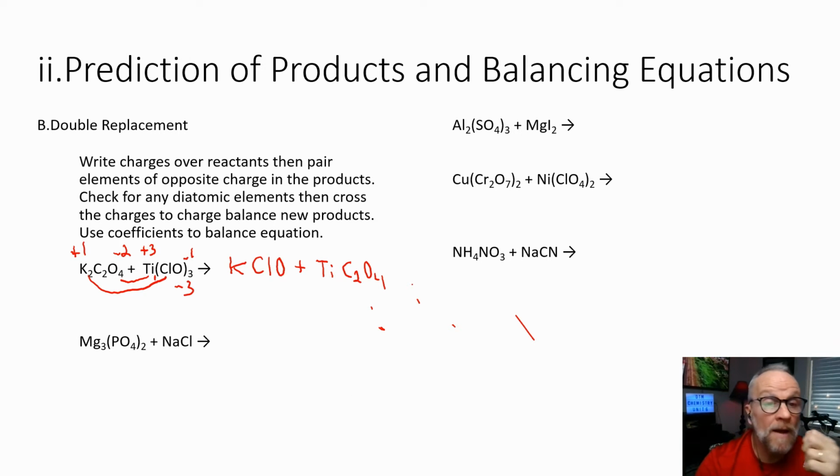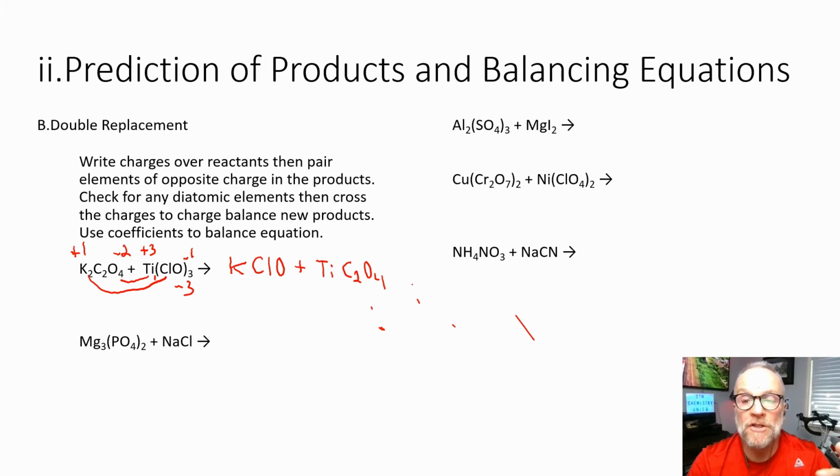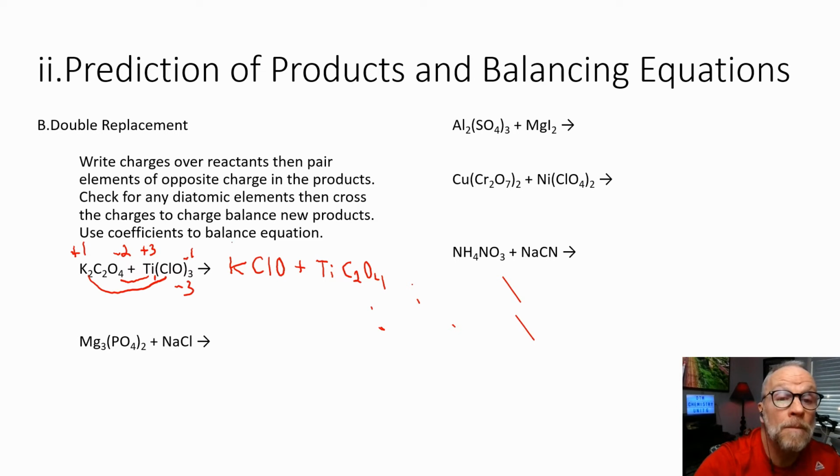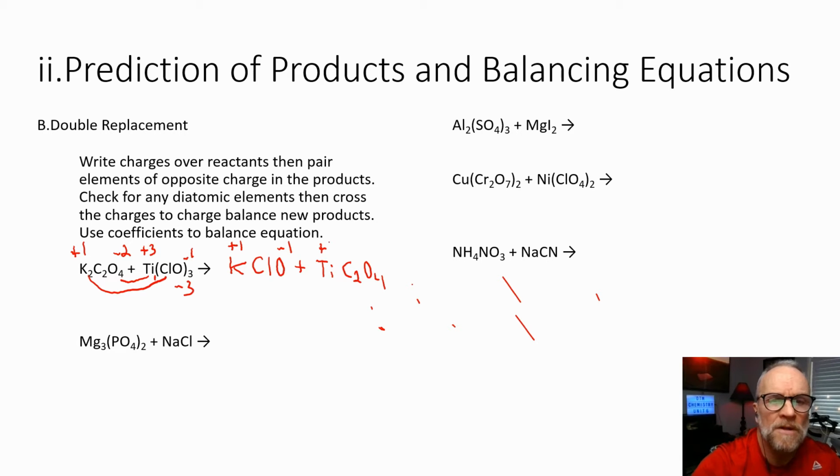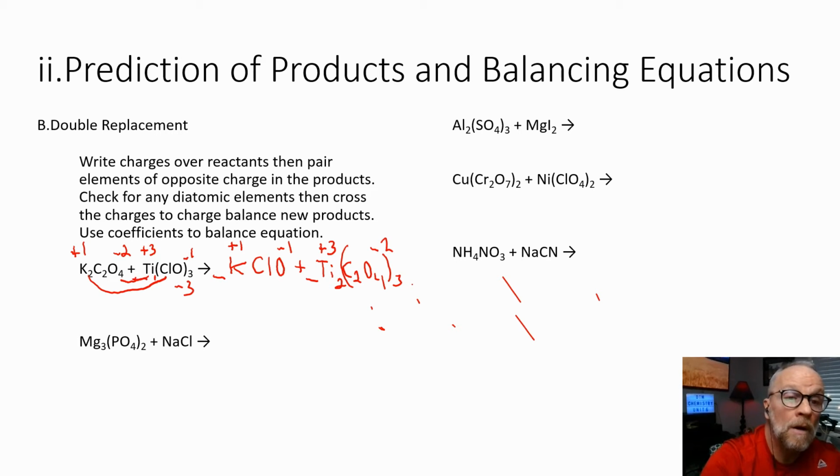Okay, so now that we've got things of opposite charge paired, we'll write the charges back over the top, and we'll cross those charges. If they have the same charge, you don't have to cross them, right? Because that's a 1-to-1 ratio. But if they have different charges, titanium was +3 here, dichromate was -2. Put a 2 here and a 3 there. So now we are going to put our coefficients to balance this equation.